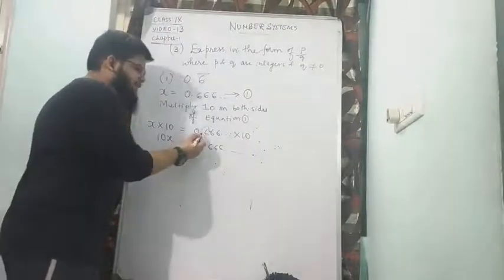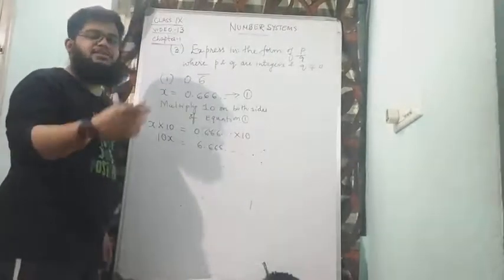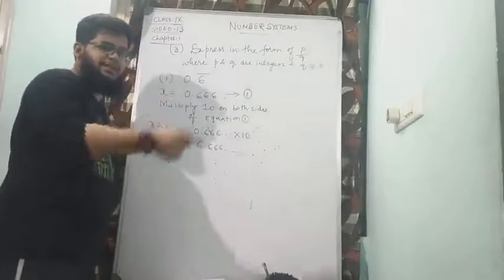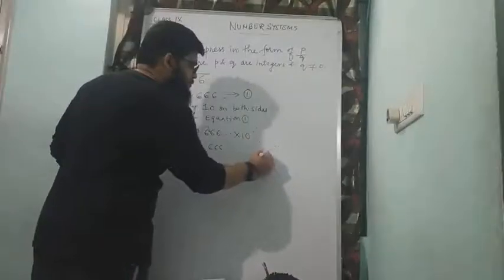I have multiplied by 10, but you can multiply with 100 or 1000, your choice. If you multiply with 10, the point will get shifted only one time. If you multiply with 100, the point will get shifted 2 times. If you multiply with 1000, it will get shifted 3 times. I am just multiplying it with 10. Okay, so this will become our equation number 2.